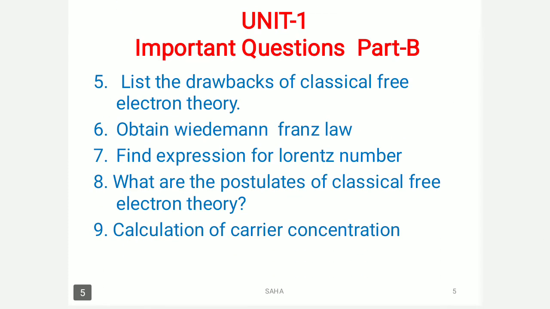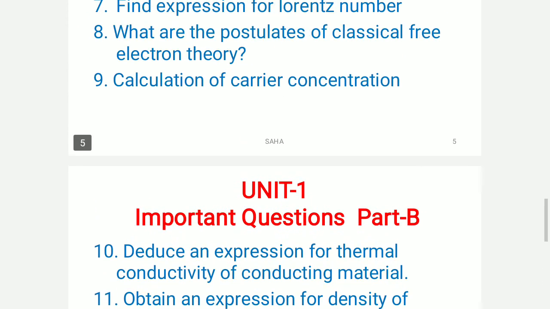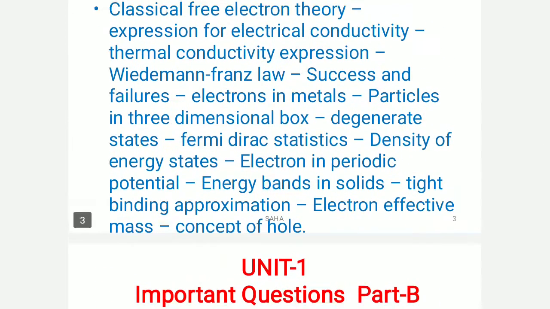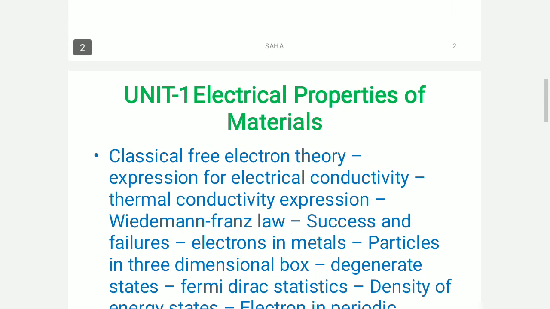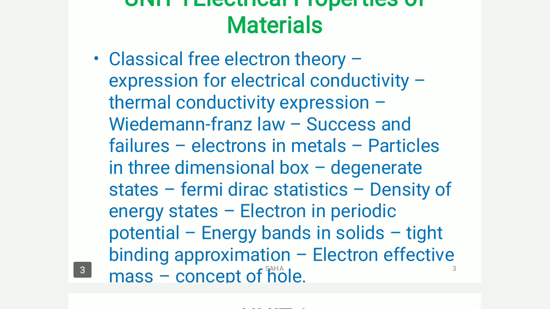Only these 12 questions are possible for Unit 1, electrical property of materials. Generally, for all chapters according to the syllabus, if you study only the first 5 questions, you can easily attend one question from Part B in each unit.